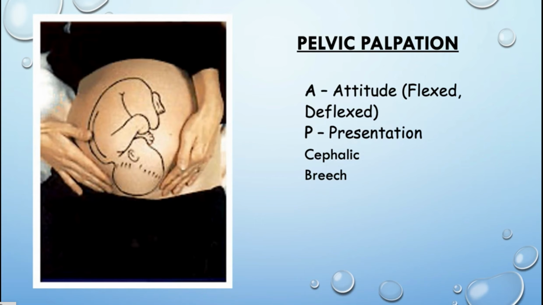We then move on to a pelvic palpation. Pelvic palpation, again, you're using 2 hands. With this, you're trying to find which part of the baby is actually in the pelvis. So you're looking for the presenting part. Is it cephalic, as in hard and round, the head, or is it the breech, which is more squishy and narrower? You'll also be able to see what the attitude is. Is the head tightly flexed, or is it wider and deflexed?